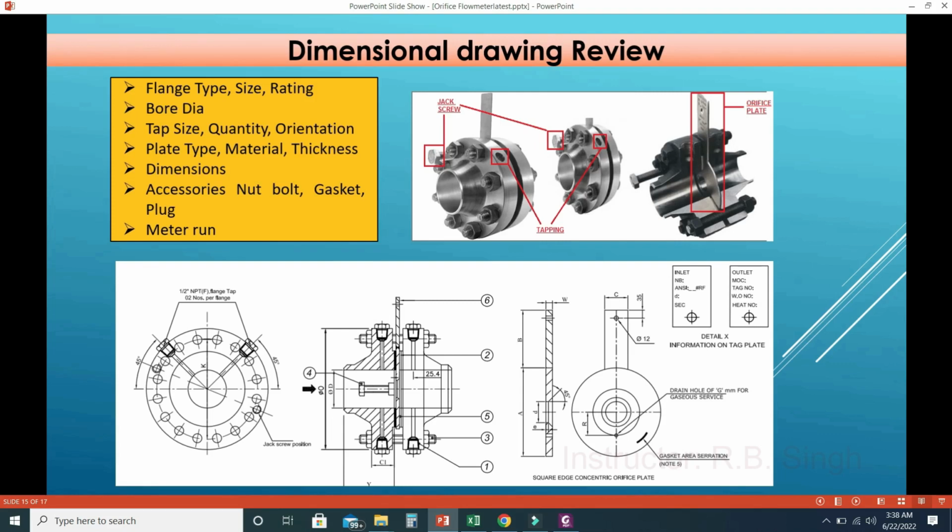Again, meter run: suppose we are reviewing an integral orifice or multi-stage RO, they will provide it with a meter run. We have seen this in earlier slides also. So the straight length requirement, the face-to-face dimensions and spool piece length, all the details they have to mention. We have to check these things very carefully.